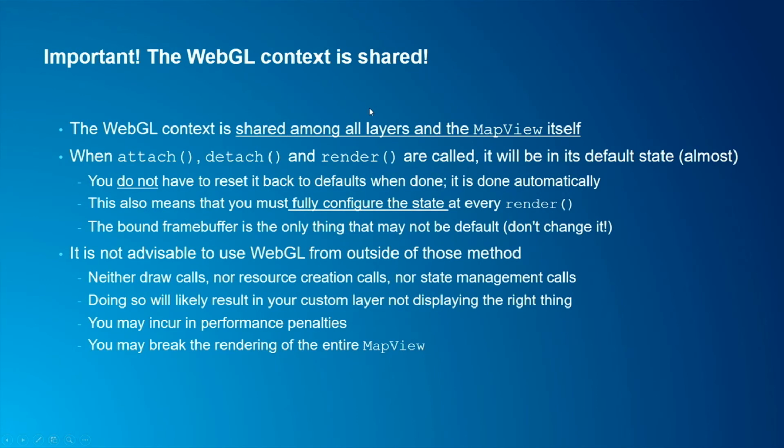Something really important to be aware of here is that the WebGL context is shared among all the layers and even with the map view itself, which uses it for some internal render tasks. When attach, detach, and render are called, the API ensures that WebGL is going to be in its default state, almost, except for the currently bound frame buffer object, which may not be the default one. You do not have to reset the WebGL state when you're done, because we do it automatically for you.